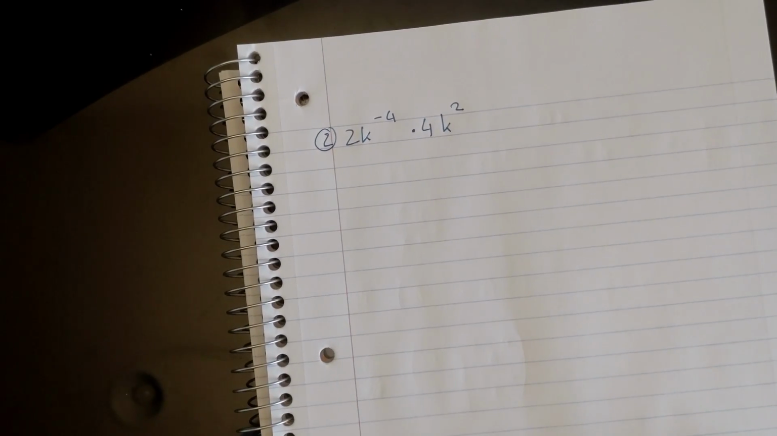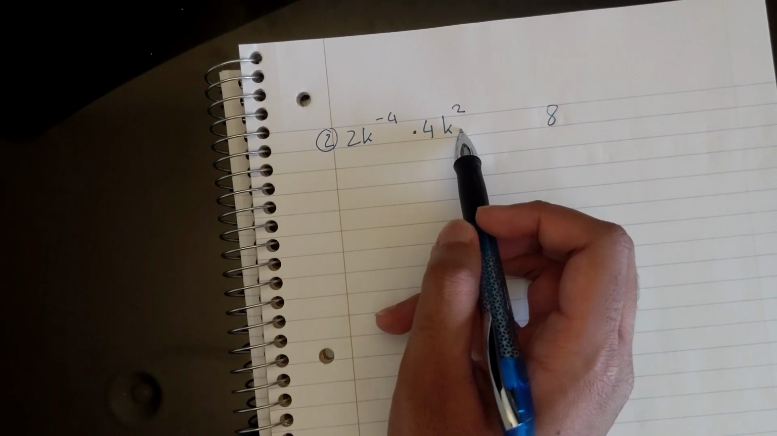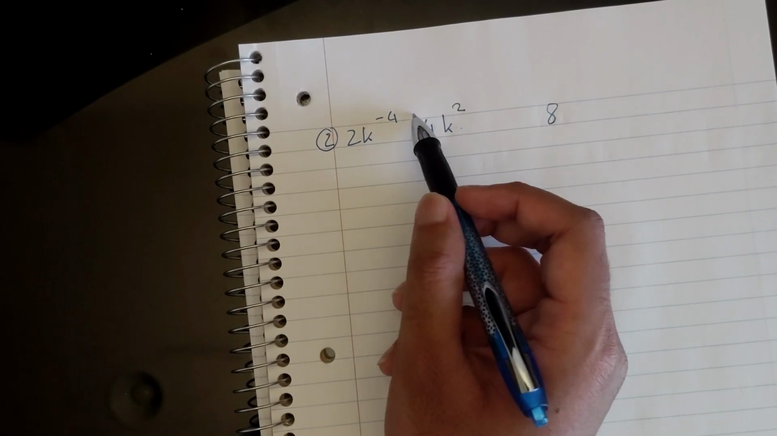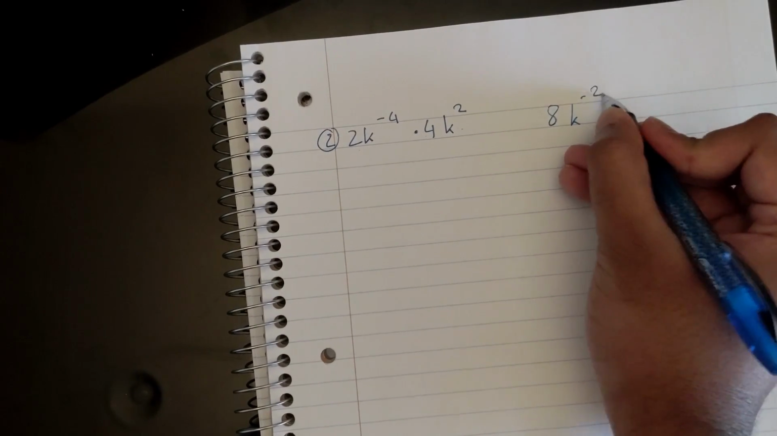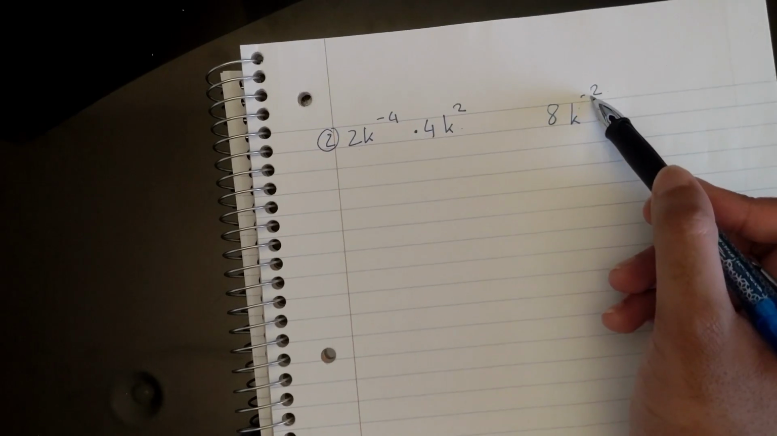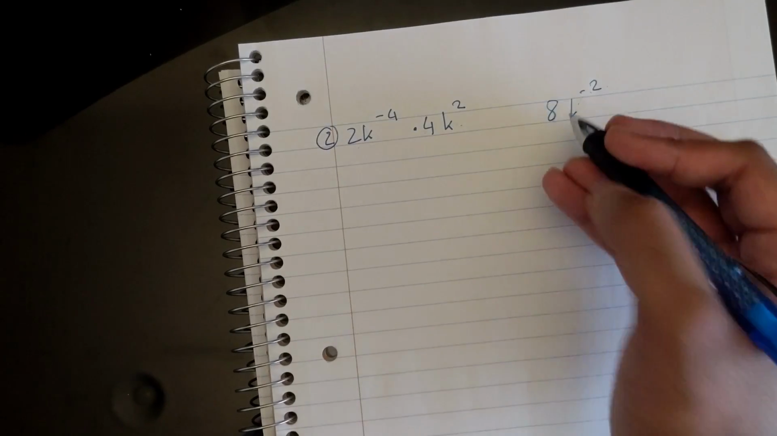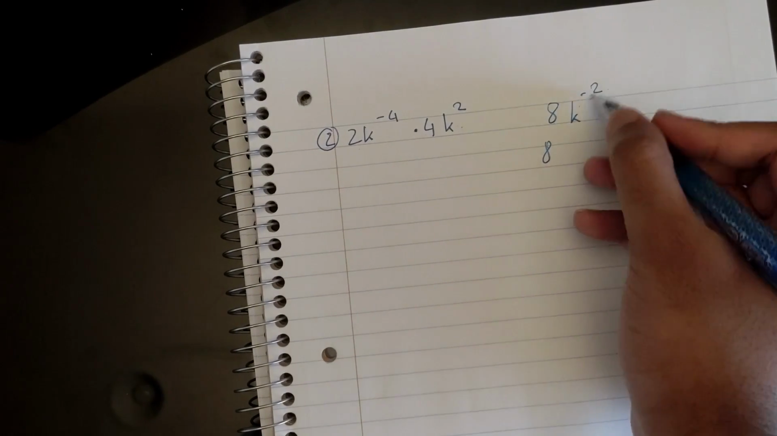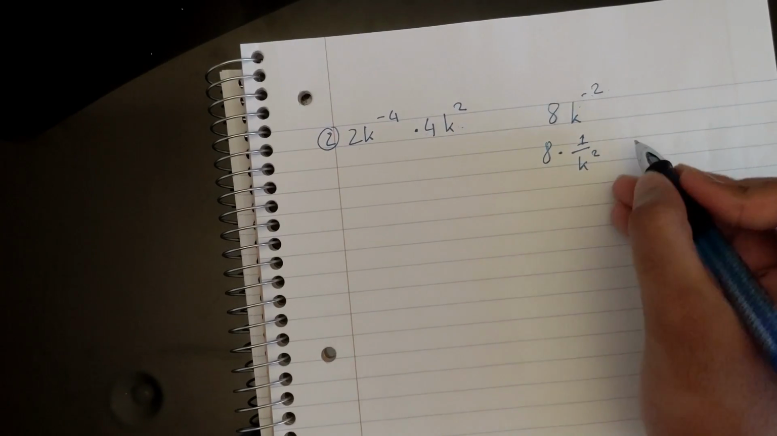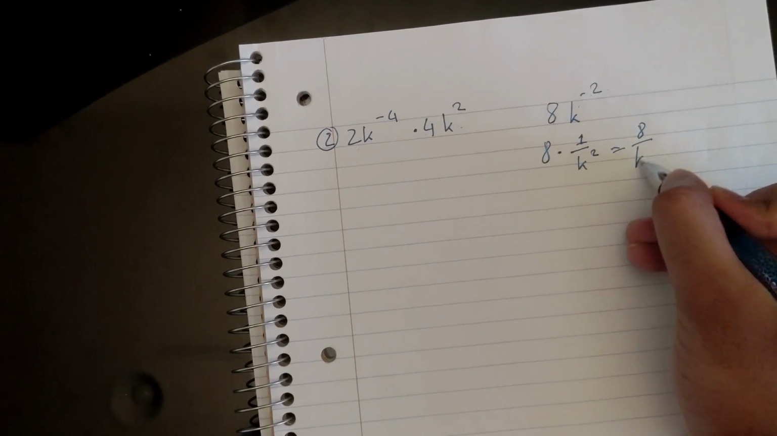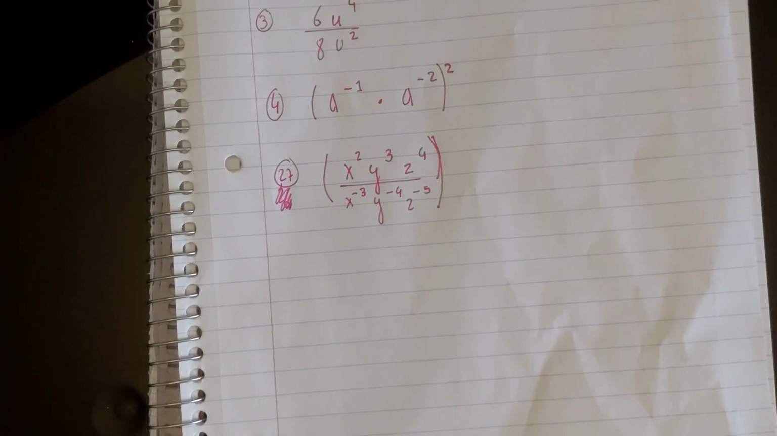Alright, let's do number 2. So 4 times 2 gives us 8. And k times k, well, we can add both of these exponents here, which will give us negative 2. So k to the power of negative 2. And this negative 2 doesn't cover this 8, so it's not going to touch it. So we're just going to flip this independently of the 8. So 1 over k squared, and then we multiply it, 8 over k to the power of 2, and that's the answer.